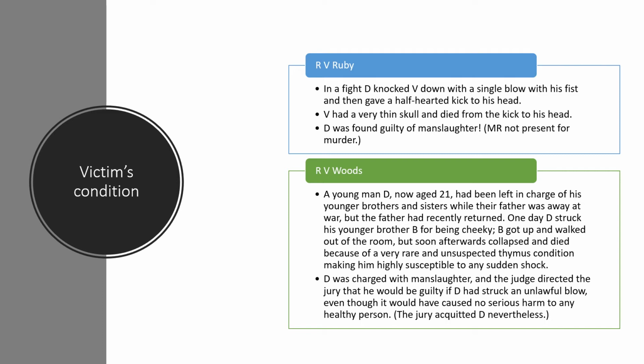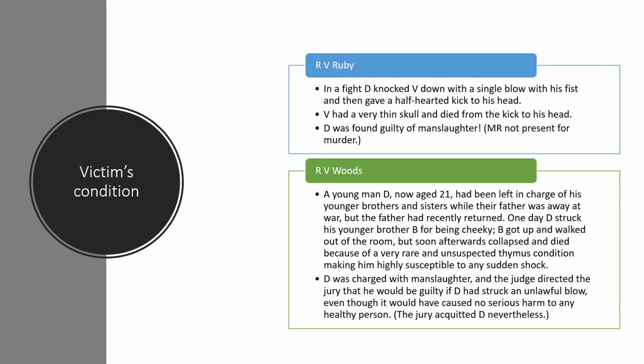Now, in Woods, despite the fact the jury acquitted in this case, it does discuss the law quite well. Essentially, a young man was left in charge of his younger brothers and sisters while the father was away at war. But when the father returned, he assumed that role or kept that role in some way. Now, one day he struck his brother for being cheeky. The brother got up, walked out of the room, but collapsed and died because he had a rare and unsuspected thymus condition, which made him highly susceptible to any sudden shock. Now, he was charged with manslaughter.